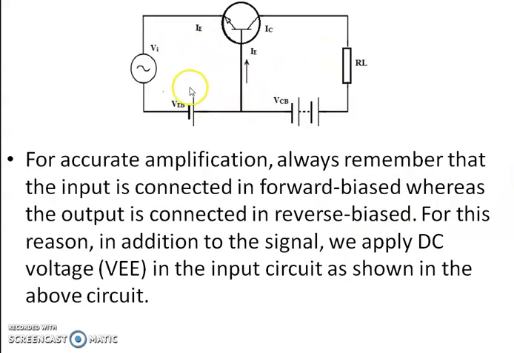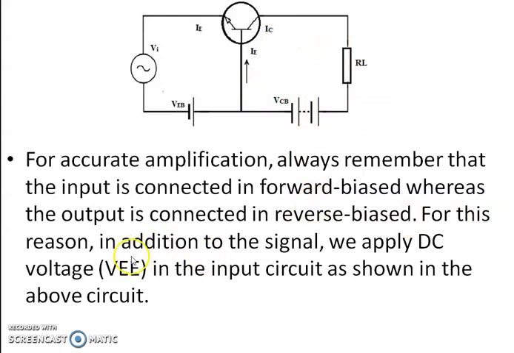So this is the transistor amplifier circuit. This is the transistor, this is base, this one is emitter, this one is collector. In this circuit, for accurate amplification, always remember that the input is connected in forward bias. Here, input is given in forward bias. Here the output is connected in reverse bias.